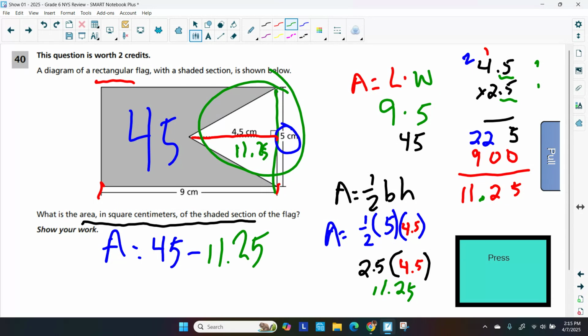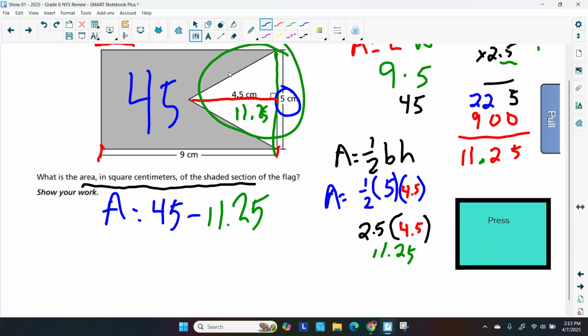Okay, so let me scroll down a little bit, get a little bit more room. So, and let me move over here. 45.00. It's too bad I didn't have a calculator. I think you're allowed to use a calculator at this part. All right, minus 11.25. But this is good exercise for the brain.